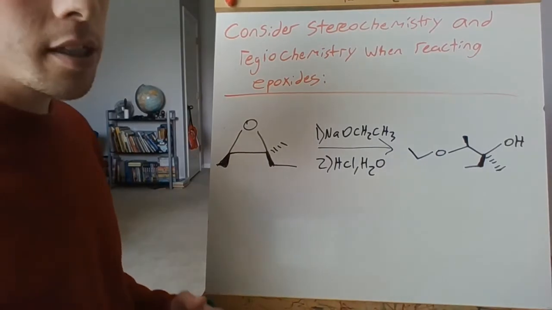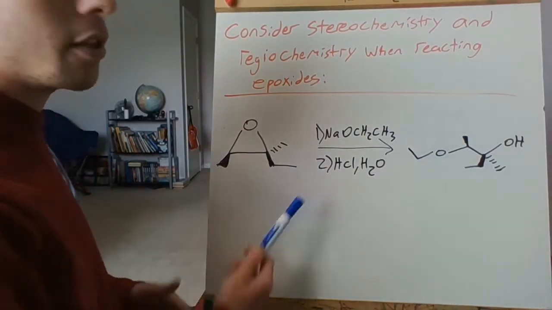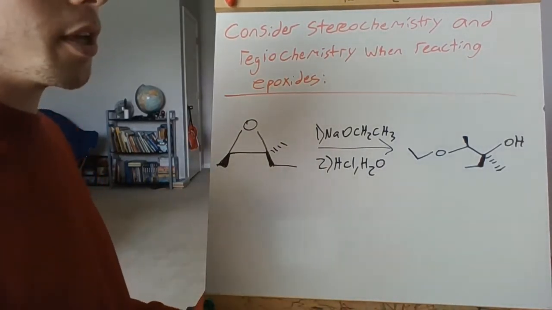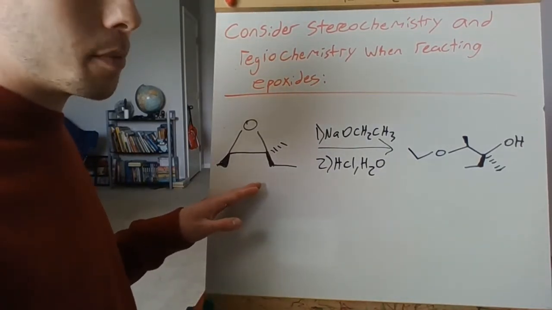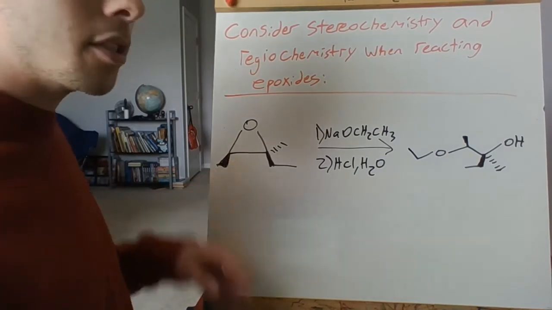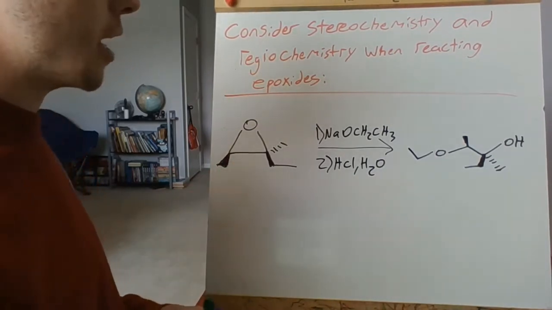I've been drawing epoxides that are symmetrical, where we could attack either side and it really didn't matter because they both had two hydrogens on them. But what about if we have an epoxide that is not symmetrical, it has chiral centers? What is the outcome of these reactions?